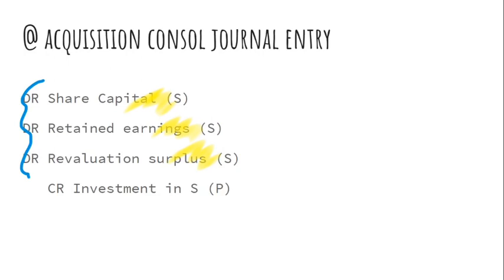So the investment, which is an asset coming from the separate financial statements of P, will now be credited in this journal entry to eliminate. And here you can now clearly see what I meant earlier. With your consolidation journal entries, debits and credits often being in the opposite direction because it is adjusting journal entries.